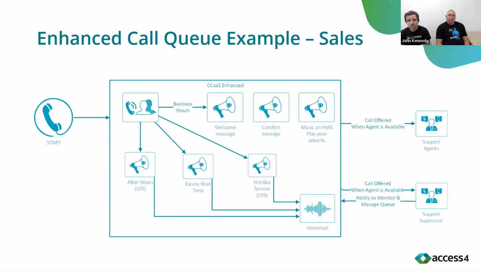Next one up is our enhanced call queue. So this could be something more useful for sales teams where your agents are receiving calls a lot of the time. If they're going into a meeting, they can put themselves unavailable, so they stop receiving those calls while they're in the meeting. You can still route those calls to voicemail when the sales team's closed or any of that kind of thing as well. So still being able to do that kind of routing.